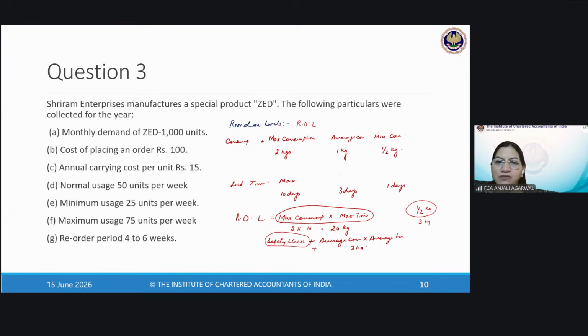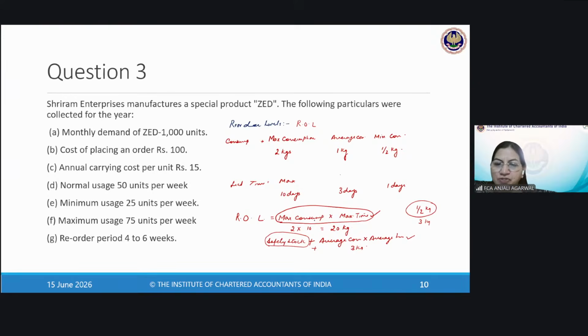So there are two formulas for reorder level. One is maximum consumption into maximum time. It's very conservative, absolute foolproof. Whereas there is another formula which is safety stock plus average consumption into average time. This takes some risk, but you will find out that theoretically, in practical purposes, this is a good method. Why? Because business always runs on some risk. So if you go by conservative approach, there is absolutely no risk, but it has some costs involved.